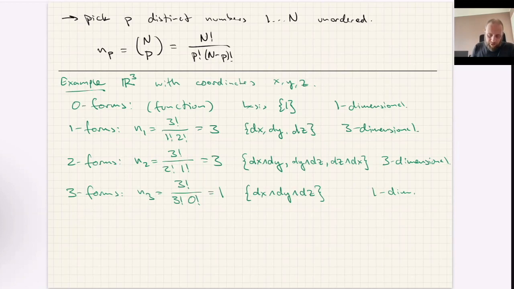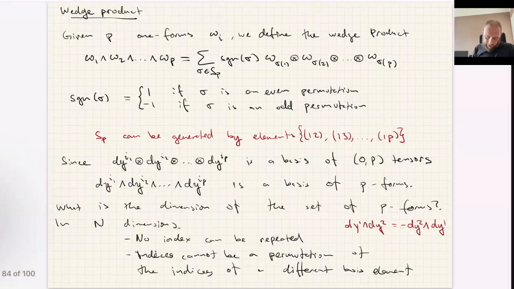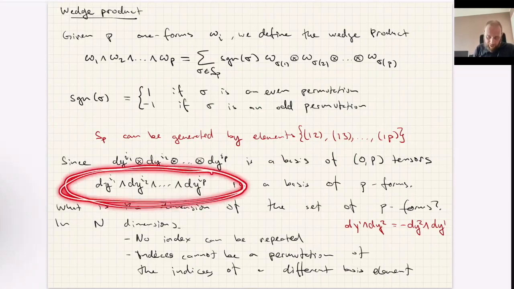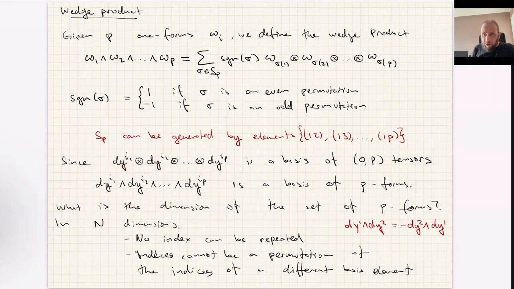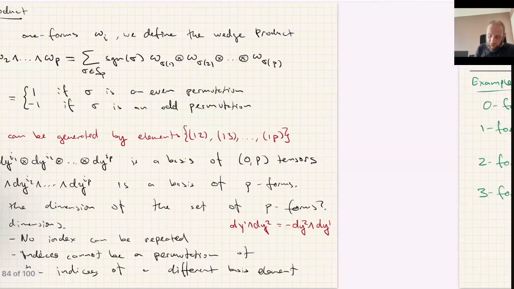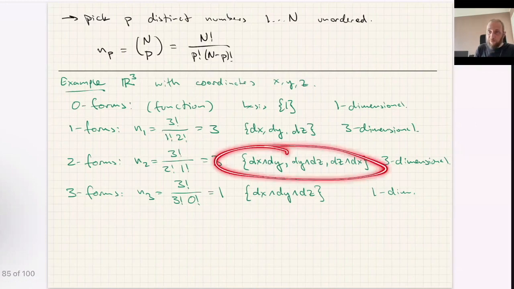So the question is, how did I generate these spaces? That's what I tried to discuss here. In general, my basis elements would be these, and the question is how many of them are independent. The discussion is that I cannot repeat any indices because it will be 0. For example, dx wedge dx would be 0, so I will not have that here.